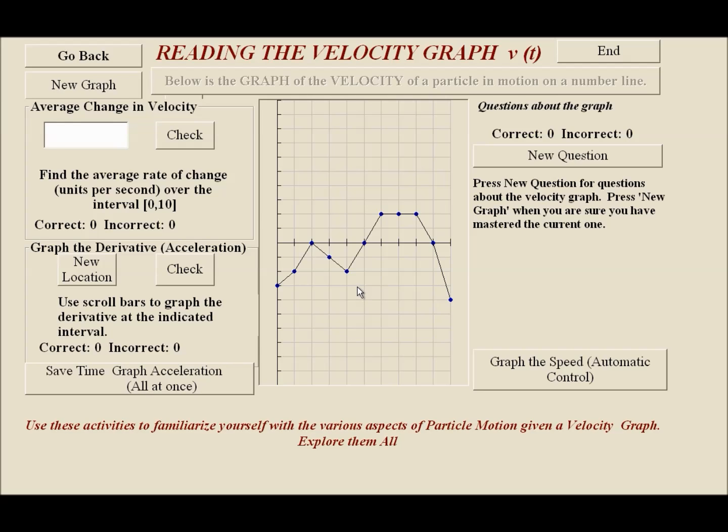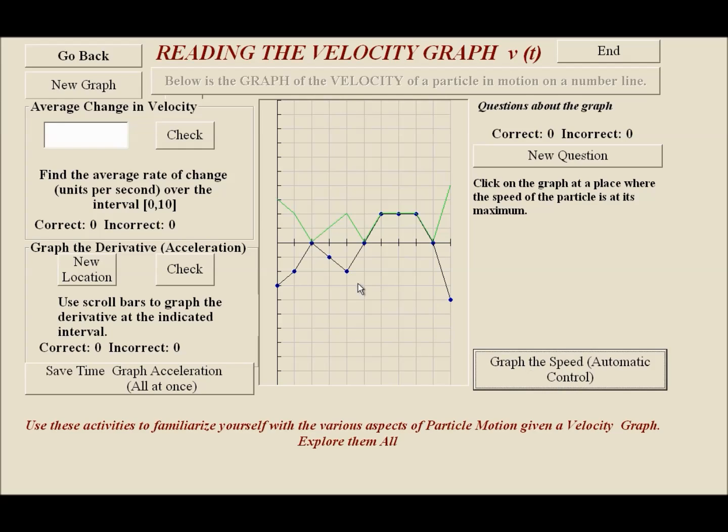So the kinds of questions they're going to ask us: click a place where the speed of the particle is at its maximum. So this is the velocity graph. Now remember, speed is the absolute value of velocity. So where does the velocity make its maximum value? That would be here. And we could graph the speed automatically. You can see the speed is the absolute value of the velocity. These are negative, and the speed would be the green line there. It says graph the derivative of this. So this one would be 2, the slope of this is 2. So we check and we win.